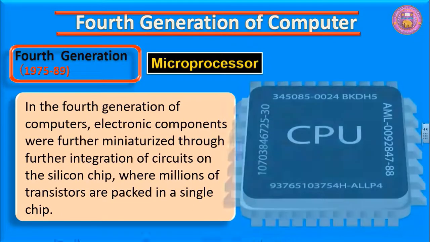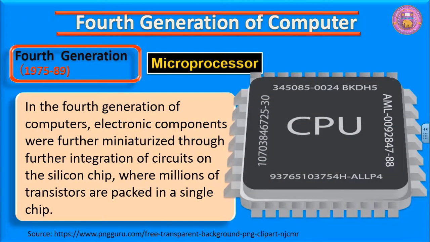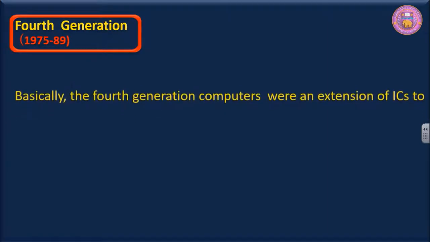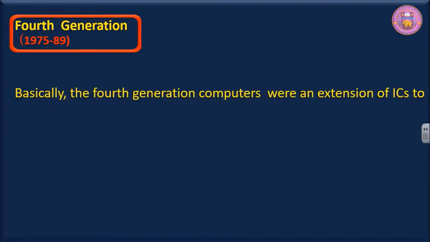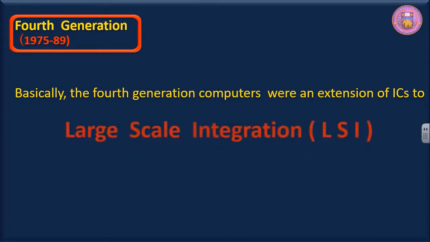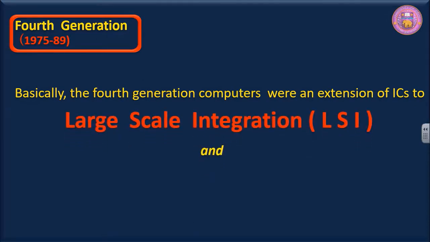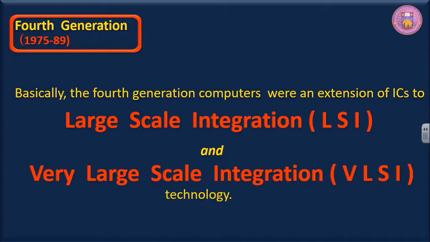Microprocessor. In the fourth generation of computers, electronic components were further miniaturized through further integration of circuits on the silicon chip, where millions of transistors are packed in a single chip. Basically, the fourth generation computers were an extension of integrated circuits to large scale integration (LSI) and very large scale integration technology, that is VLSI.